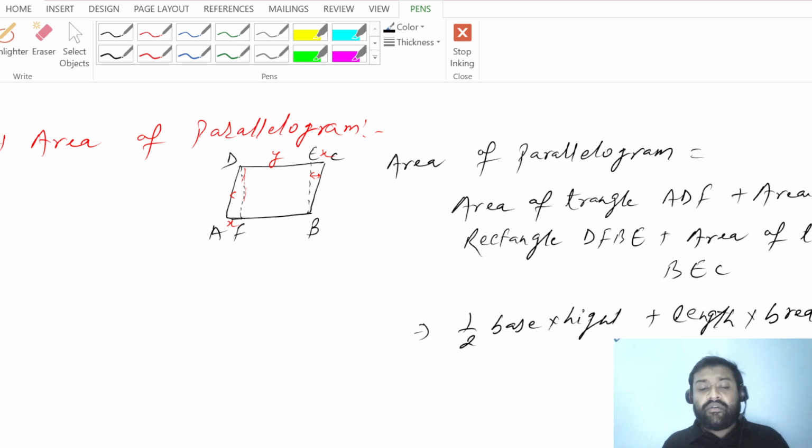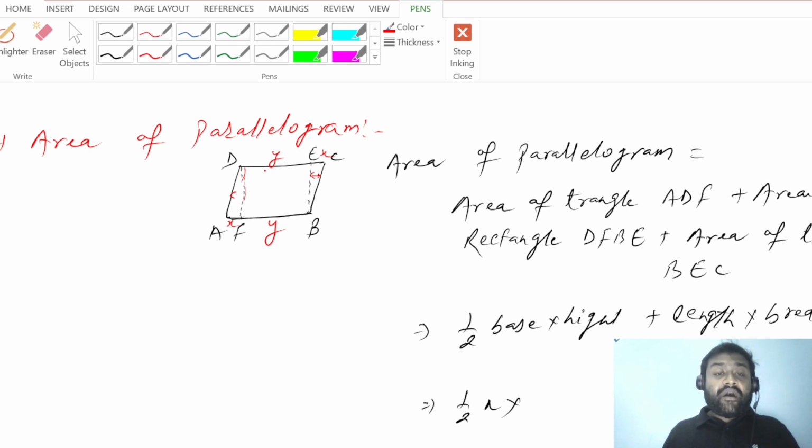Okay, so now what do we see in this? Half base: in this triangle the base will be x and the height will be DF. We have just written it as x, and here you can see this is y, this is y, so this will also be y, because we know that in a rectangle the opposite lines are the same. Now let this be h, so this will also be h.